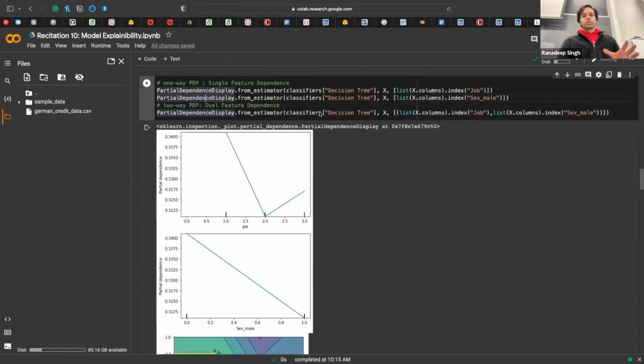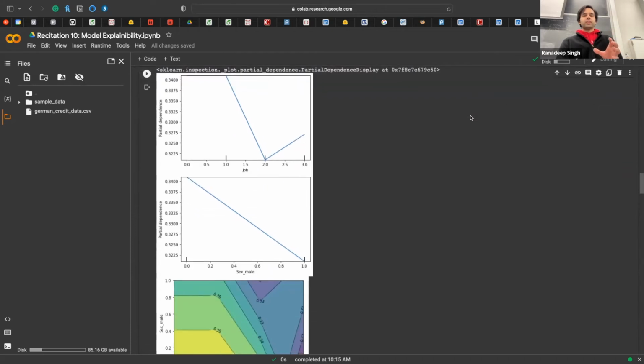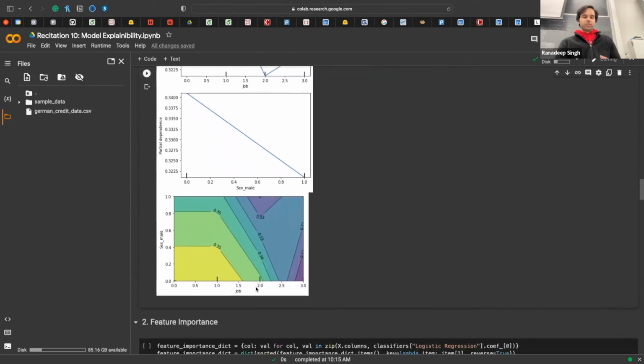With PDP, you can also do something interesting, which is that you can put 2 features together. If you look at the third plot, which maps job and gender, you can see how different the outputs would be. It's creating these regions of color, which determine the boundaries of how the risk changes given these 2 variables changing too.